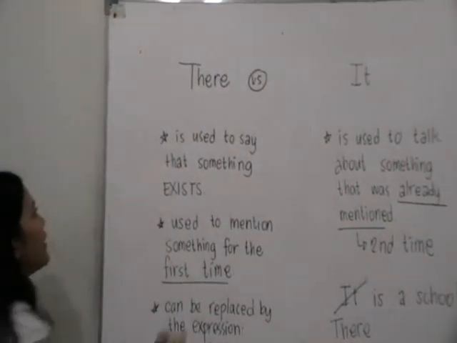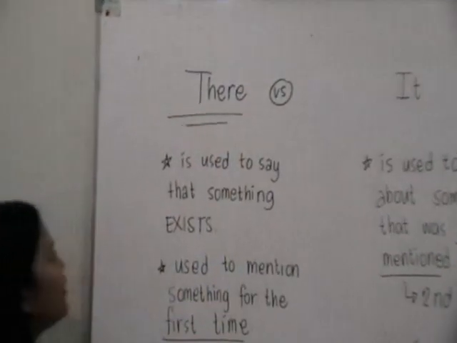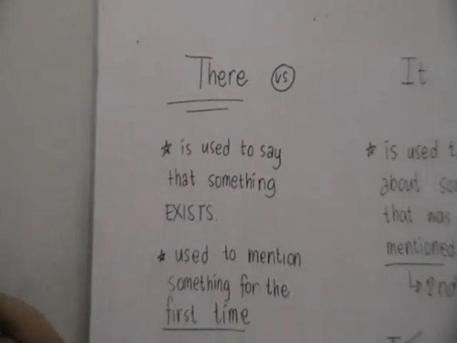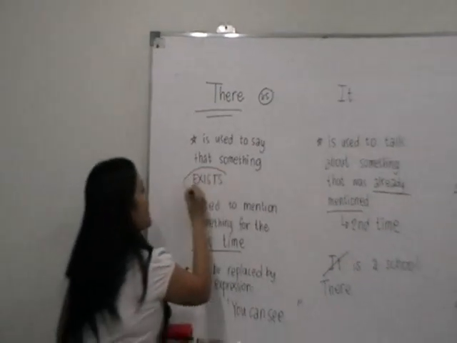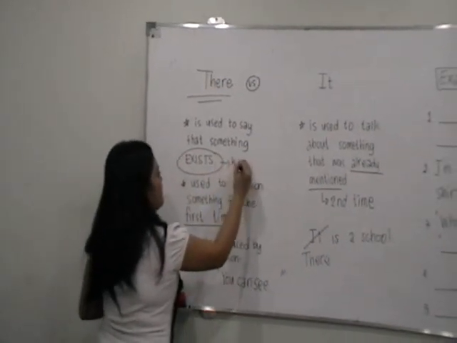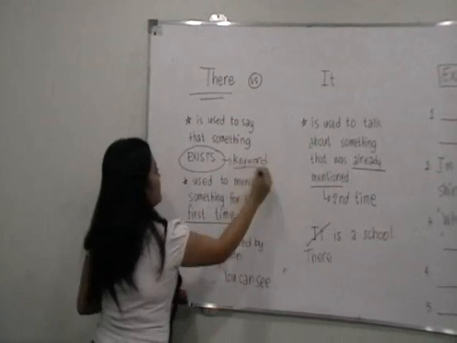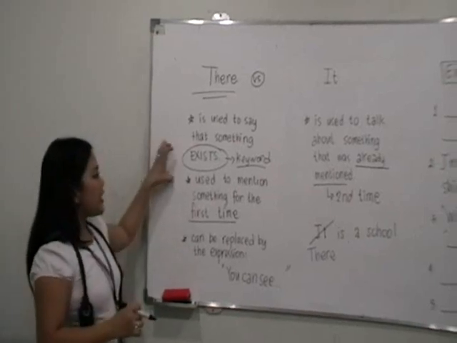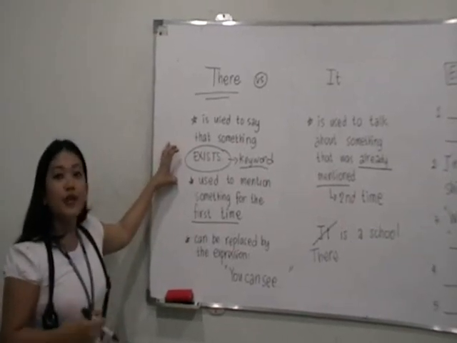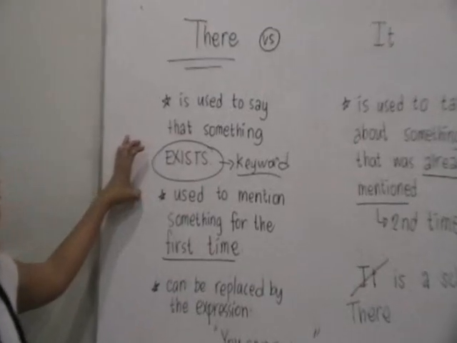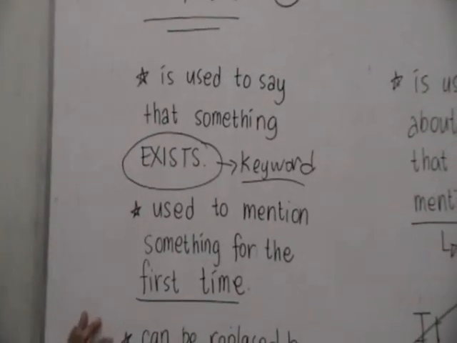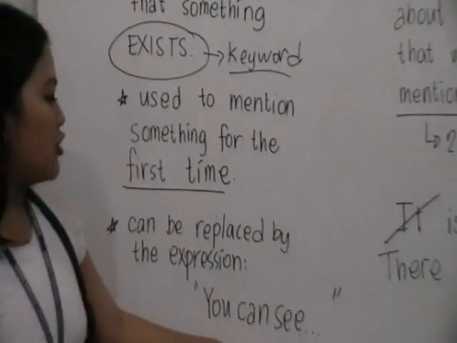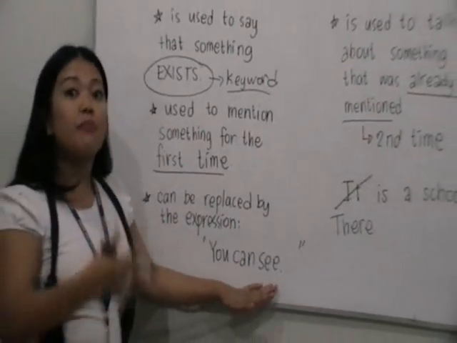Alright, now let's go to the basics. Let's look at there. If you say there, let's remember three things. First, it is used to say that something exists. So this is the keyword. If you don't know what keyword means, look it up in your dictionary. So if you say that something exists, you can use the word there. You can also use the expression there with the expression you can see. You can replace it.